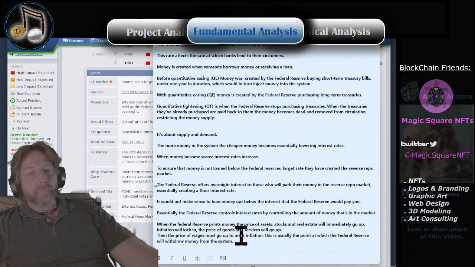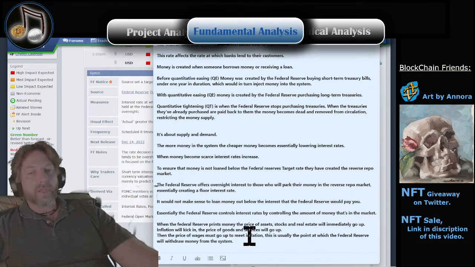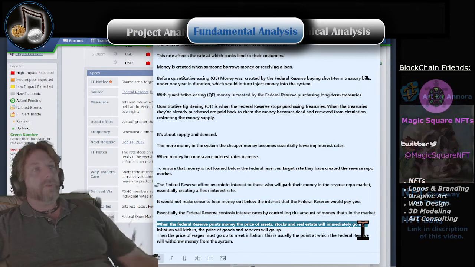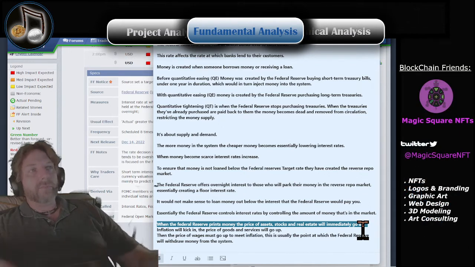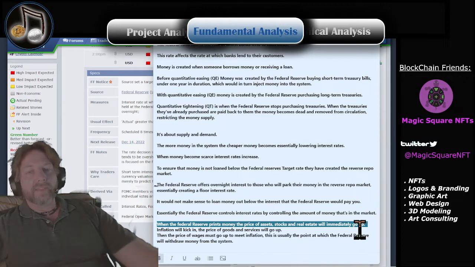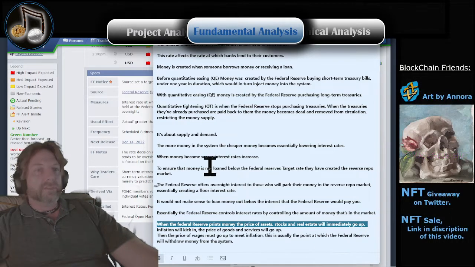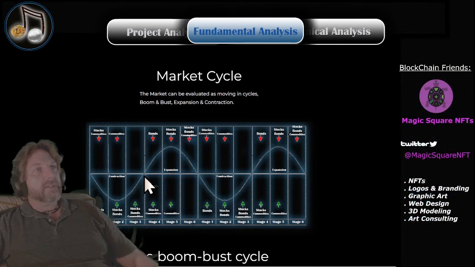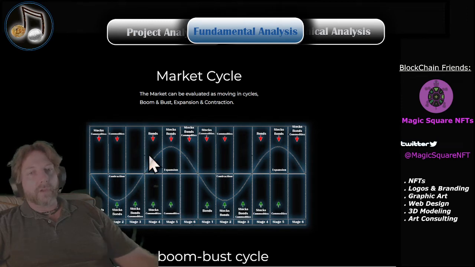When the Federal Reserve prints money, the price of assets, stocks, real estate will immediately go up. So when the Federal Reserve starts printing money, then money's more available. People are going to start investing. That's when you see the price of assets, stocks, and real estate, things like that, immediately go up. You see that we're in our cycle here. This is the part of the cycle when they start quantitative easing and printing money. Then the market's going to start moving up.